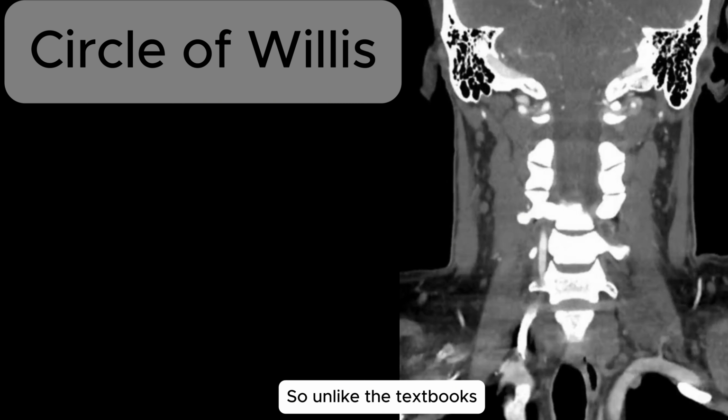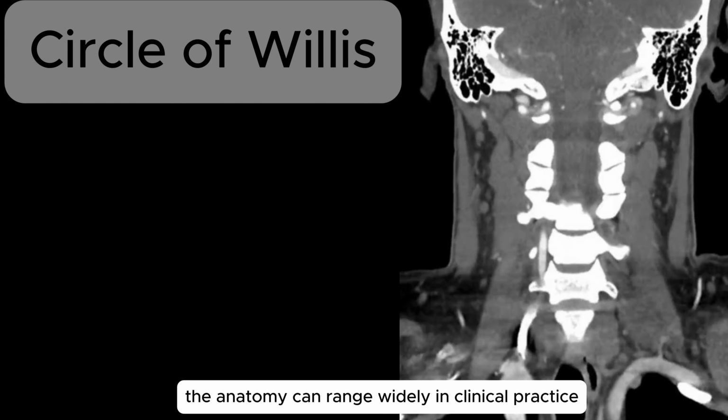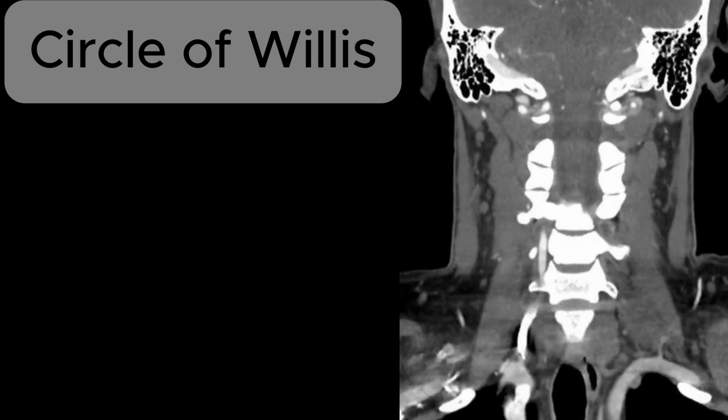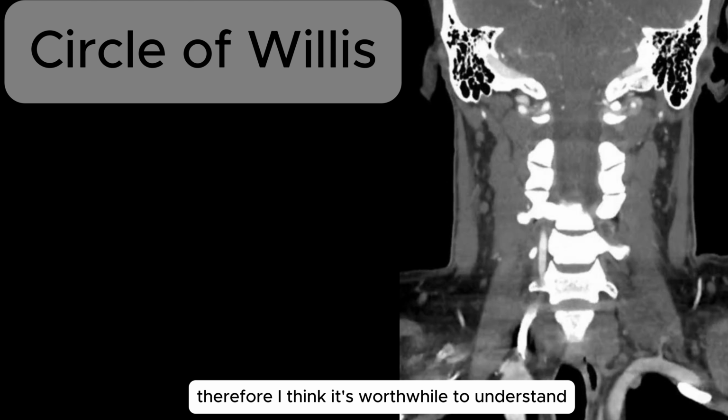So unlike the textbooks, the anatomy can range widely in clinical practice, and this is especially true for the Circle of Willis, where the anatomic variant is the rule, not the exception. Therefore, I think it's worthwhile to understand a few of these common variants to avoid confusion, which is especially helpful when you're looking at the CTA of a patient presenting with an acute stroke where time is really not in your favor.